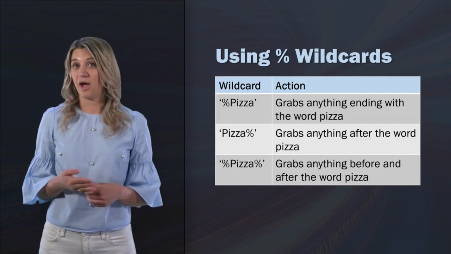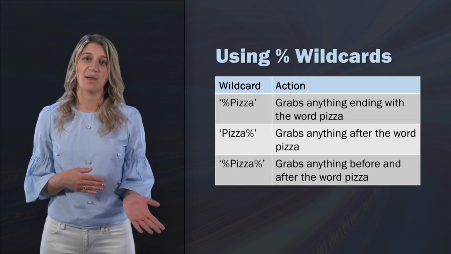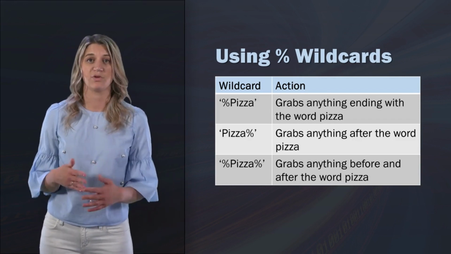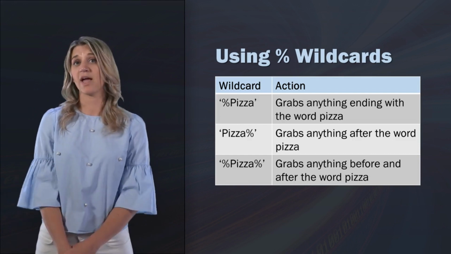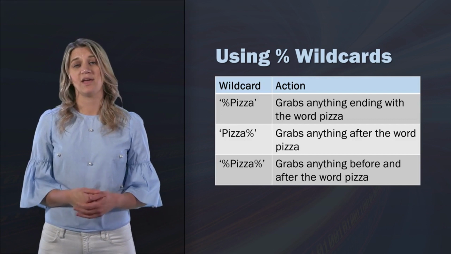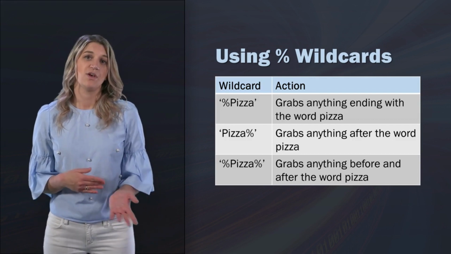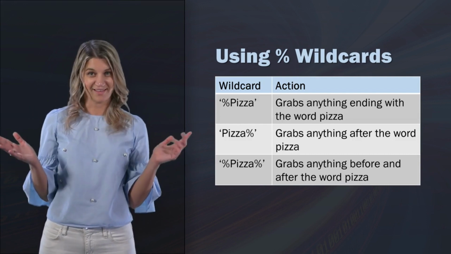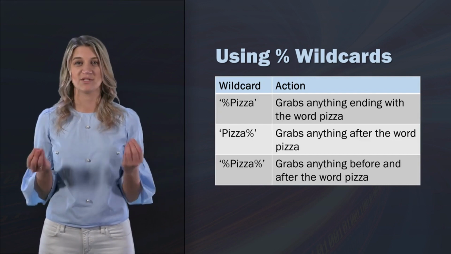If I add the wildcard before the word pizza, I'm going to find anything or any phrase that ends with the word pizza. If I add the wildcard after the word pizza, it's going to grab anything after the word pizza. So I'm just pizza crazy and want pizza in the middle of everything. Then I'll add the wildcards on both sides of the word.